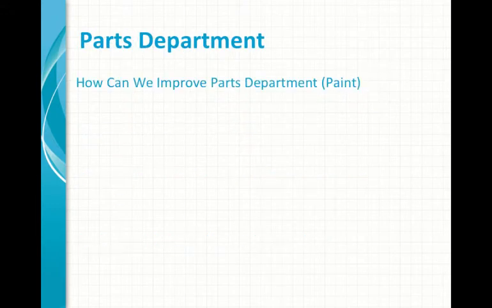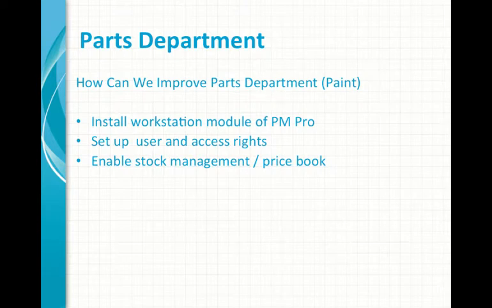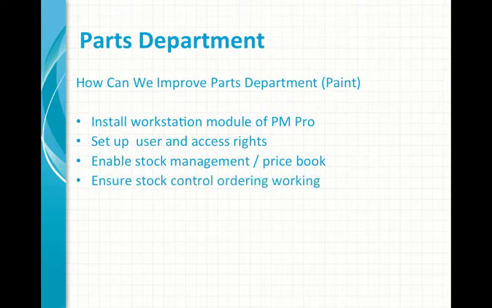So parts department. How can we improve parts department for paint? Well, we can install the workstation module of Profit Manager Pro, set up user and access rights specifically for them, enable stock management and the price book. And when we enable the price book, you can either set the paint prices specifically to a set trade price that might be the distributor's trade price, or indeed you can set it to the body shop cost price. Ensure stock control ordering is working, therefore orders can be generated on the system. And train on the stock ordering process.